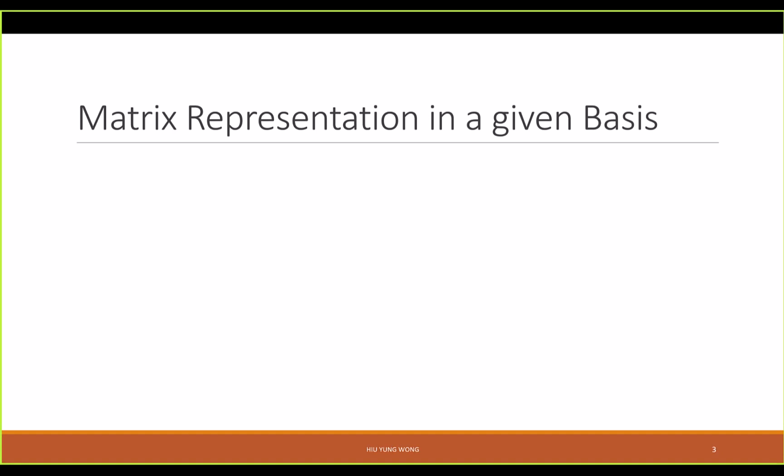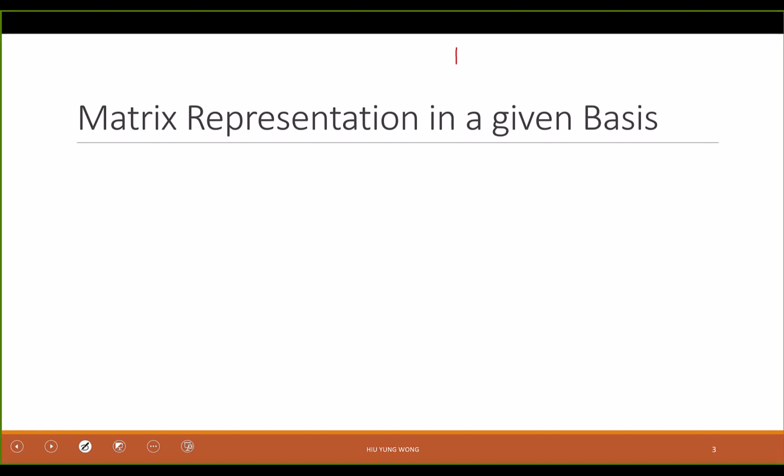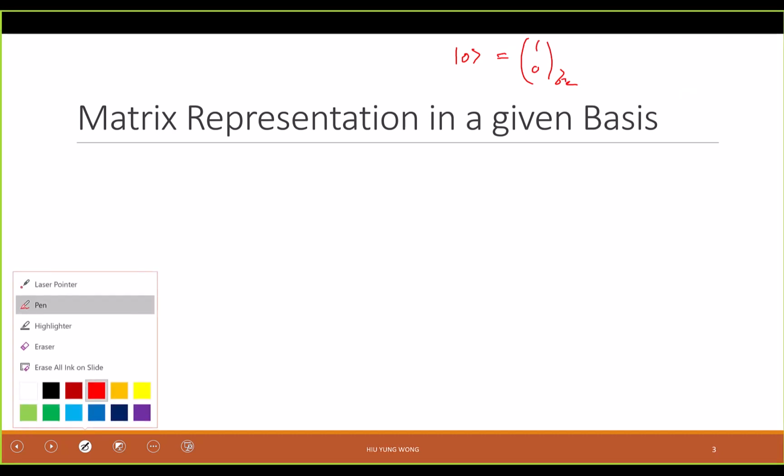You have a matrix like sigma z, or represent it in the plus minus basis, which is the eigenvector of sigma x. They have different representations. It's just like in vectors, we already know. For example, this vector 0 is just 1, 0 in the sigma z eigenvector basis. Do you agree?